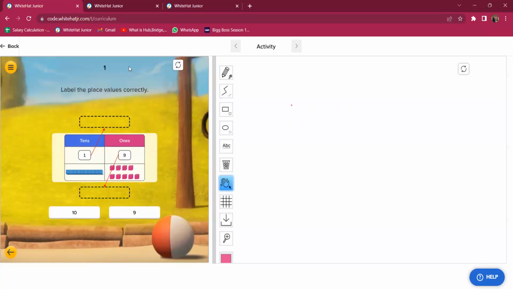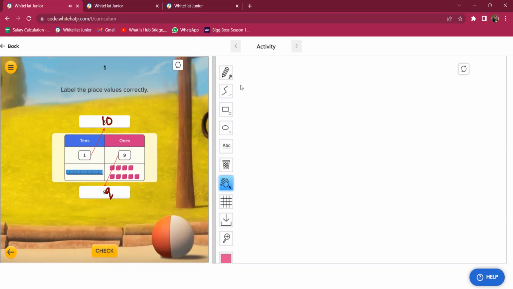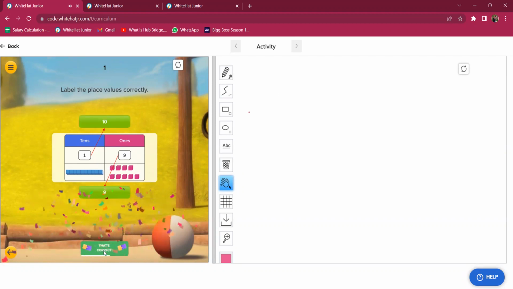Now see, let's label the place values correctly, right? So we have to label it. So the tens place, the value is here 10, so write 10. And over here 9 is 9, right? So what we have to do is take this 10 and put it up, and 9 too. Okay. Then check your answer and go to the next question.